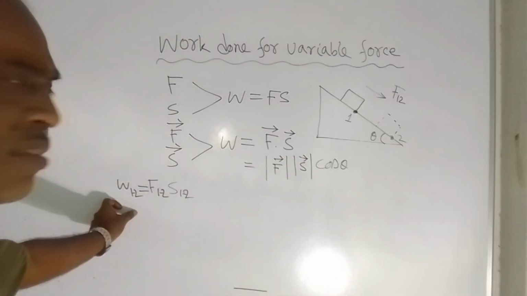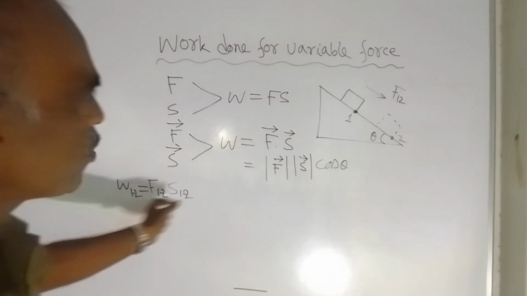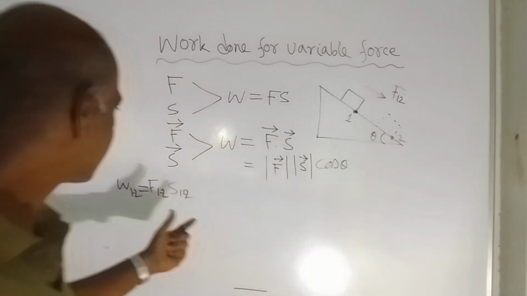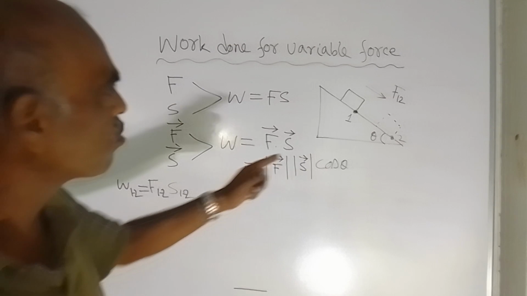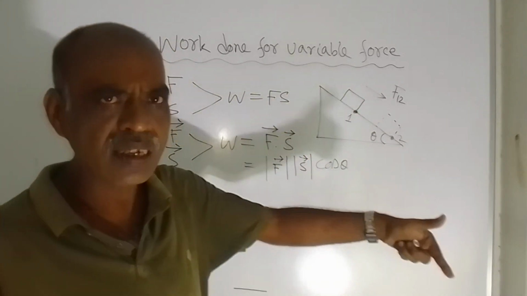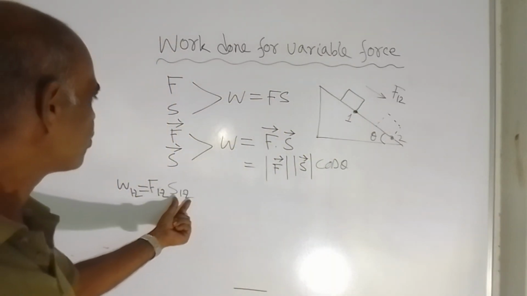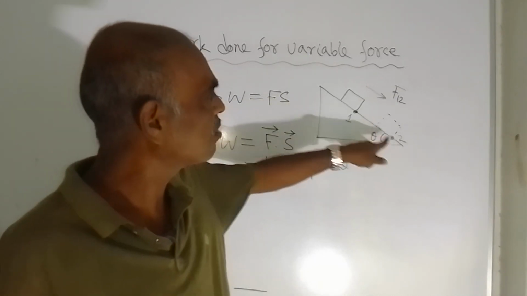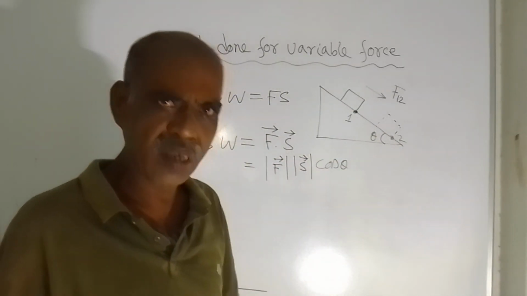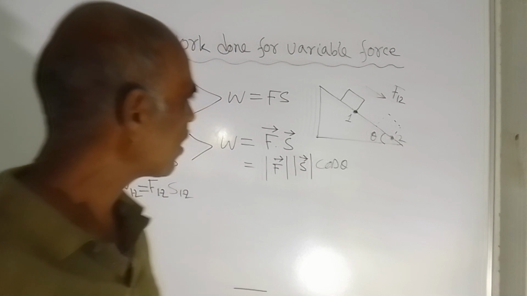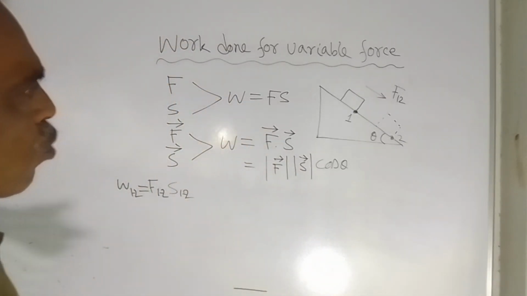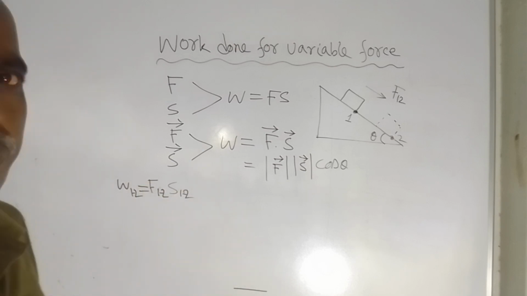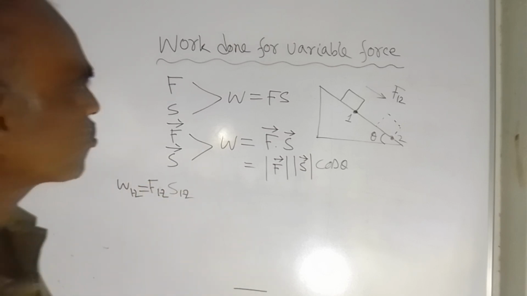So W12, this is the work done for the displacement from point 1 to point 2, and that is equal to F12. F12 is the force along the inclined plane multiplied by the displacement S12. So S12, this can be directly measured. Okay, by using any scale, you can directly measure the displacement S12 along the inclined plane. Now question is, what is F12? Okay, that is the question.